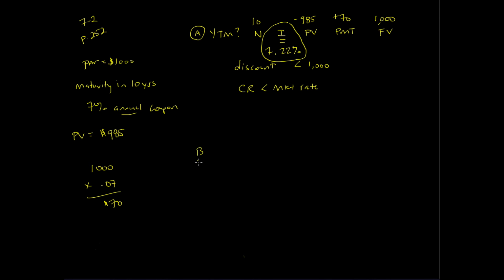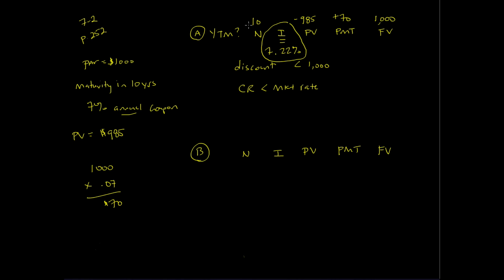Now, part B asks this question. Assume the yield to maturity remains constant for the next 3 years. What will the price be 3 years from today? So in part B, we're going to set up N, I, PV, PMT, FV. And what we're going to do is fast forward 3 years into the future.